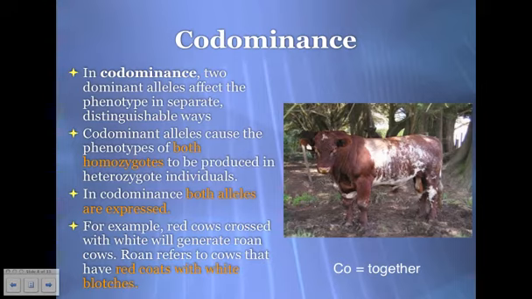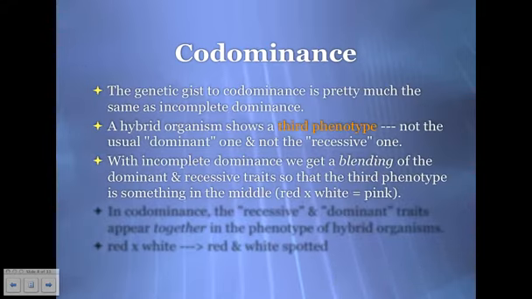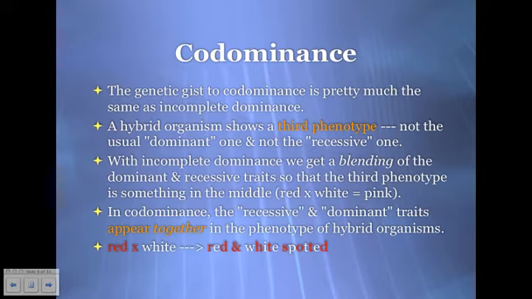Again, this is not a blending. Incomplete dominance was a blending. Codominance is where both are fully expressed. The gist is pretty much the same though. There is a third phenotype, but it's not the usual dominant or recessive one, and it's also not the blending. In codominance, the recessive and dominant traits appear together in the phenotype of hybrid organisms. So red and white would create red and white spotted. Sometimes there might be an additional allele, but we'll talk about that in a few moments.